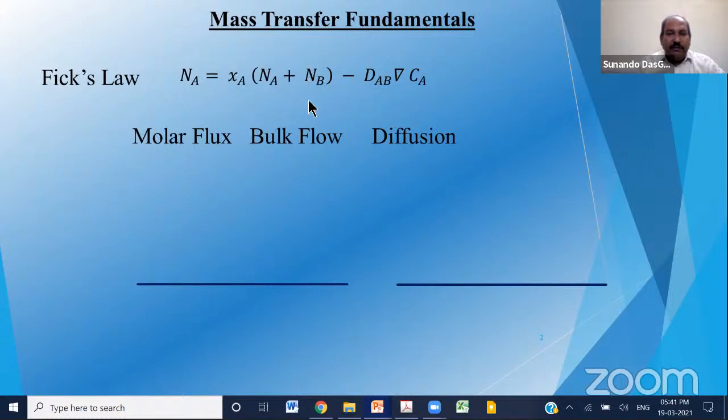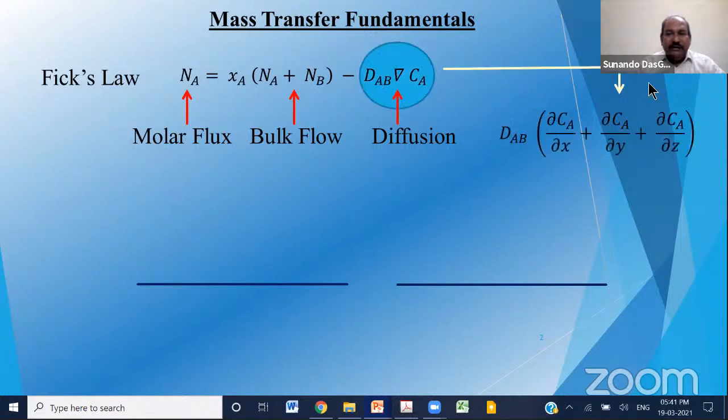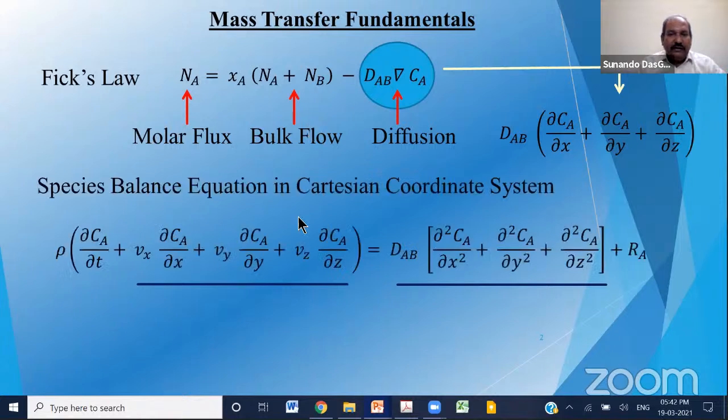The first one is bulk flow. NA and NB are the molar flux of the components A and B, xA being the mole fraction, and DAB del CA is the diffusive flux. So this is molar flux, bulk flow, and diffusion. If you expand this, this would simply be DAB del CA del x, del CA del y, and del CA del z. So that's essentially Fick's law, where we have bulk flow and diffusion both present in a system.